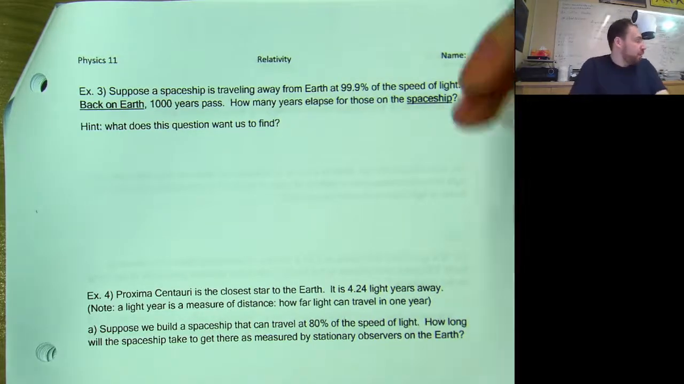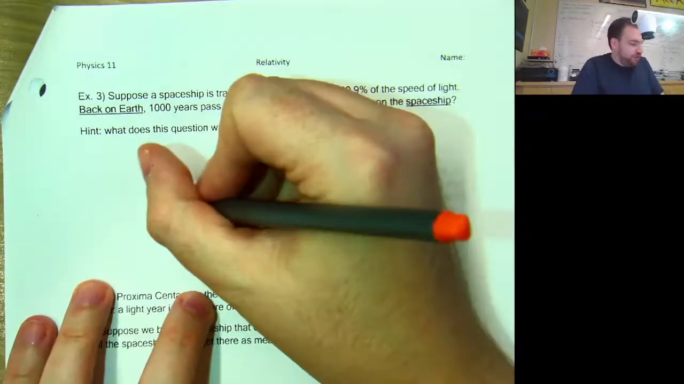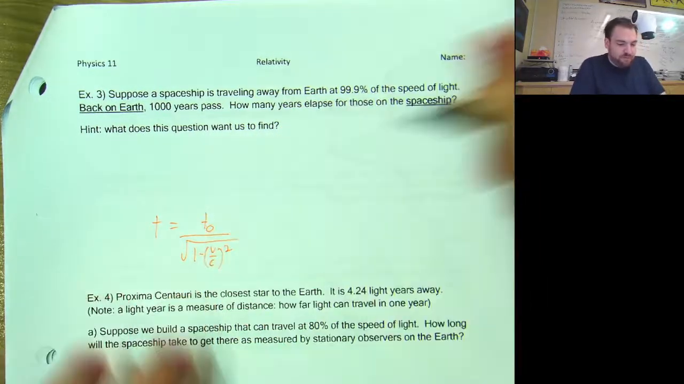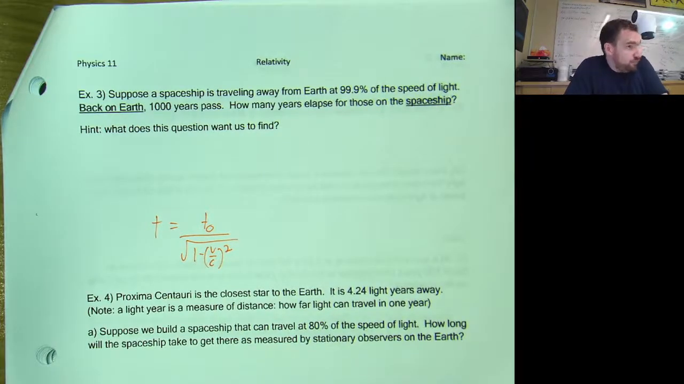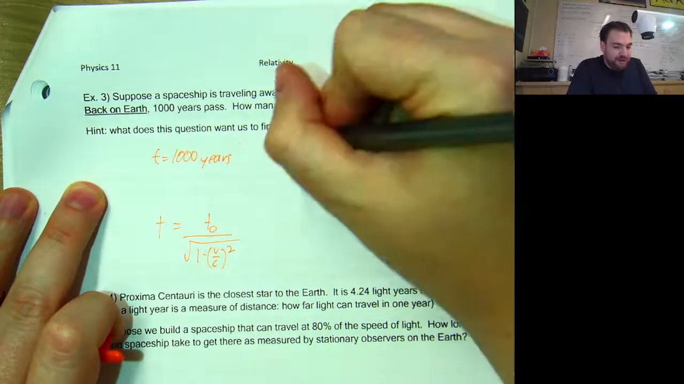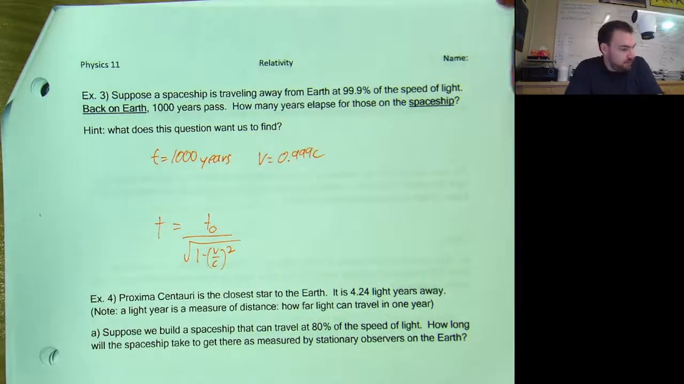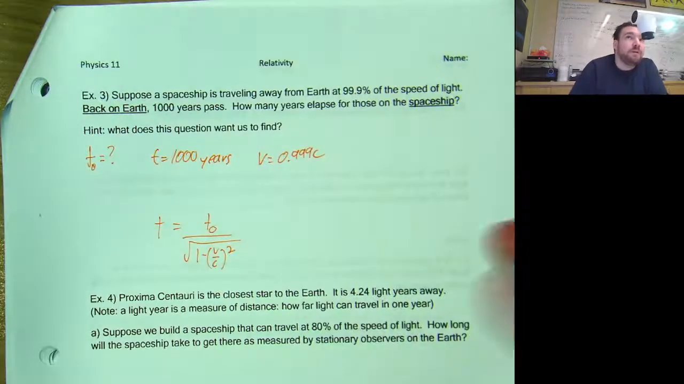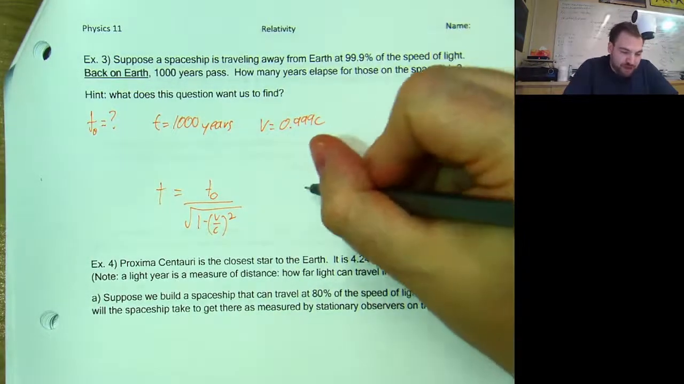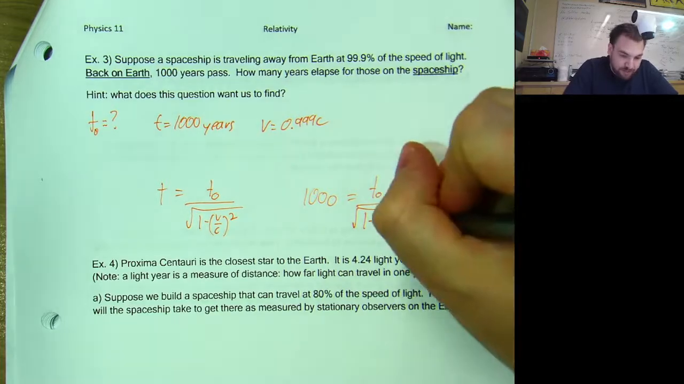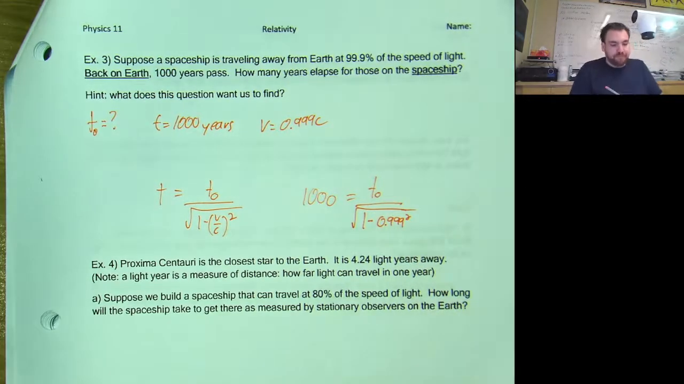So, setting it up again, what do we know? What are those variables? This is the equation we're going to use again: t equals t0 over the square root of 1 minus (v over c) all squared. What do we know? Which variable is that? T. Okay, so t is 1,000 years, and we know that v is 0.999 c. What are we looking for? T0, the time on the spaceship. So we're going to have 1,000 equals T0 divided by the square root of 1 minus 0.999 squared. How much time has passed on the spaceship?